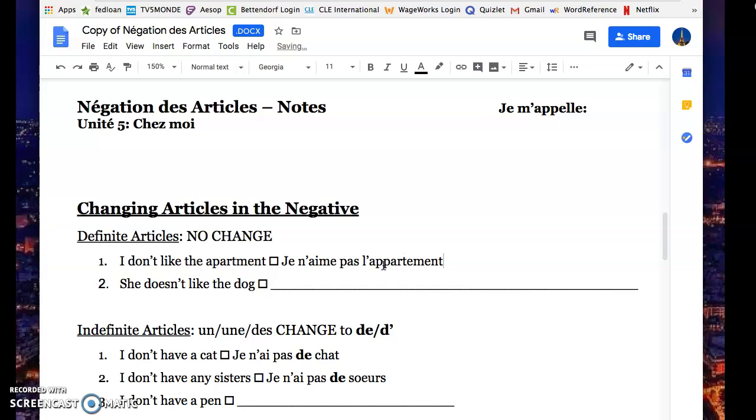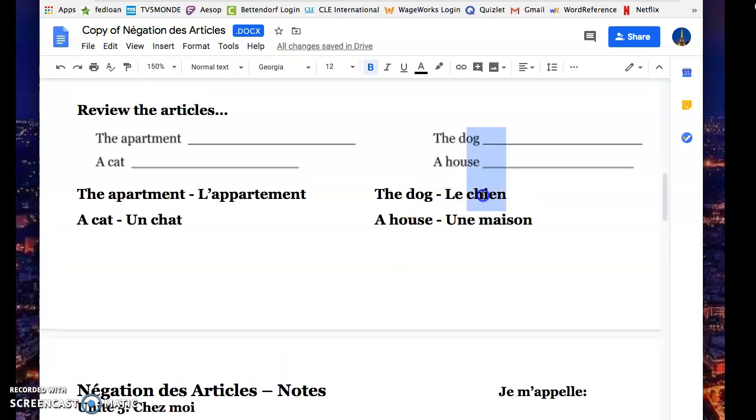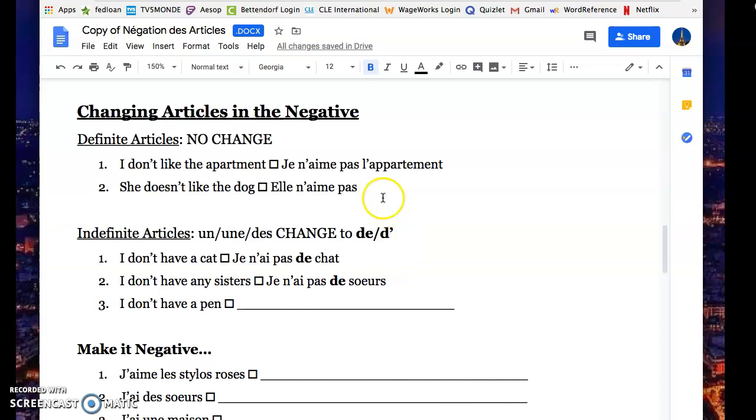l'appartement. Okay. For number 2, she doesn't like the dog. The is definite, so it doesn't matter. We're just going to translate this sentence. There's nothing sneaky or tricky about it. She, elle, doesn't like is going to be n'aime pas. The dog, as we talked about up here, is going to be le chien. Elle n'aime pas le chien. Okay, this is just very normal. No drama, no change, nothing weird about it.